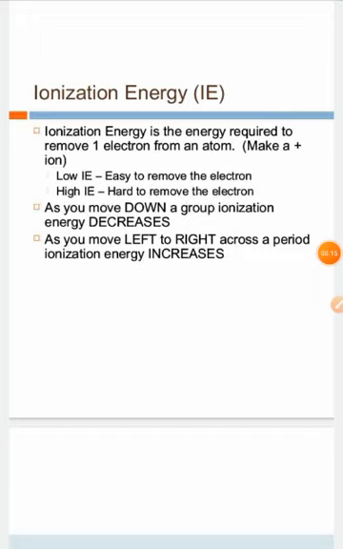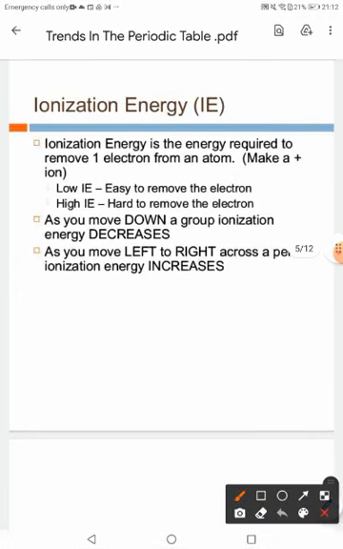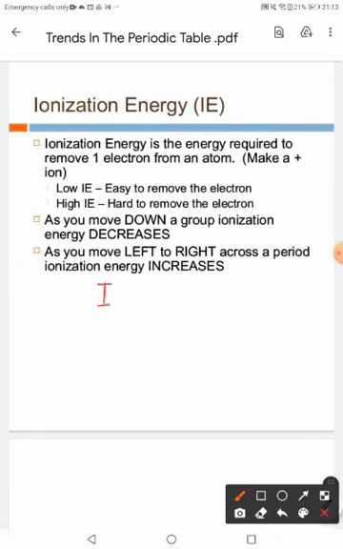Now again, let us take an example of a group, because down a group, the ionization energy decreases. Why does this happen? Let us again take the first group. The first group will have hydrogen as the first element, then lithium, then sodium, and then potassium. Hydrogen will have one electron in its outermost shell. Lithium will also have one electron in its outermost shell, but in all there will be two shells.